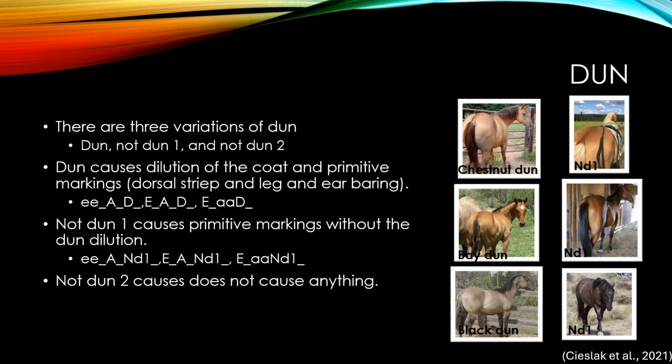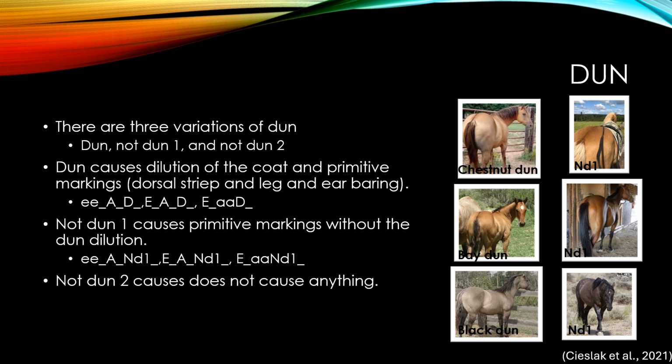The next dilution is dun. The dun gene has 3 variations: dun, not dun 1, and not dun 2. Dun causes dilution of the coat and primitive markings, dorsal stripe, legs, and ear barrings. Not dun 1 causes primitive markings without the dun dilution, and not dun 2 causes no primitive markings or dilution.